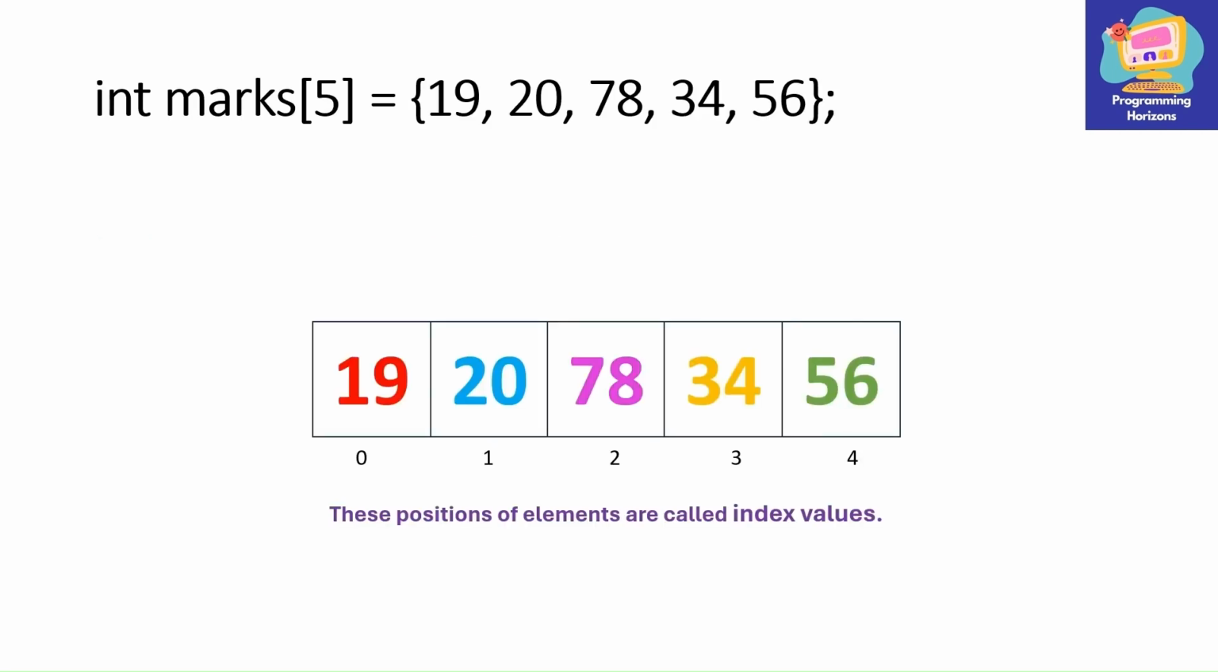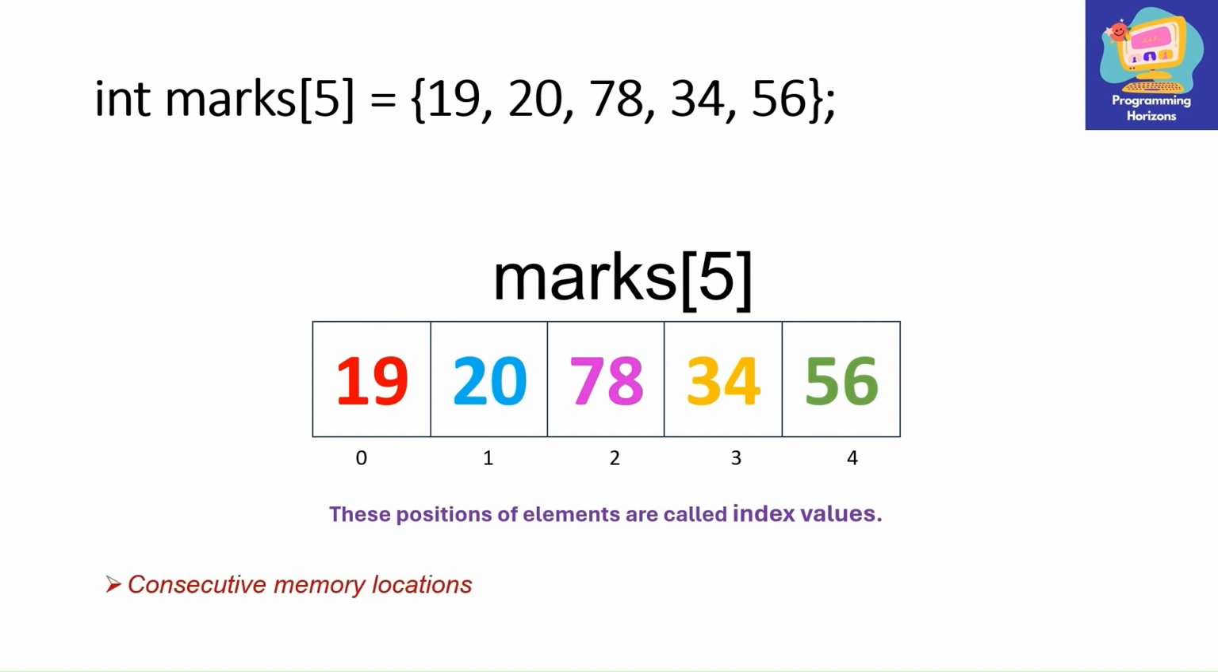So here is an example of an array of integer type. The name of this array is marks and its size is 5, meaning it can store 5 elements. The order in which I have mentioned the values is the order in which values get stored inside the array. Therefore, 19 will be stored at default position of 0. This is the index value 0. Similarly, the second value of 20 will get stored at index 1, 78 at index 2, 34 at index 3 and 56 at index 4. Inside the memory, these will be stored by the compiler in consecutive memory locations.